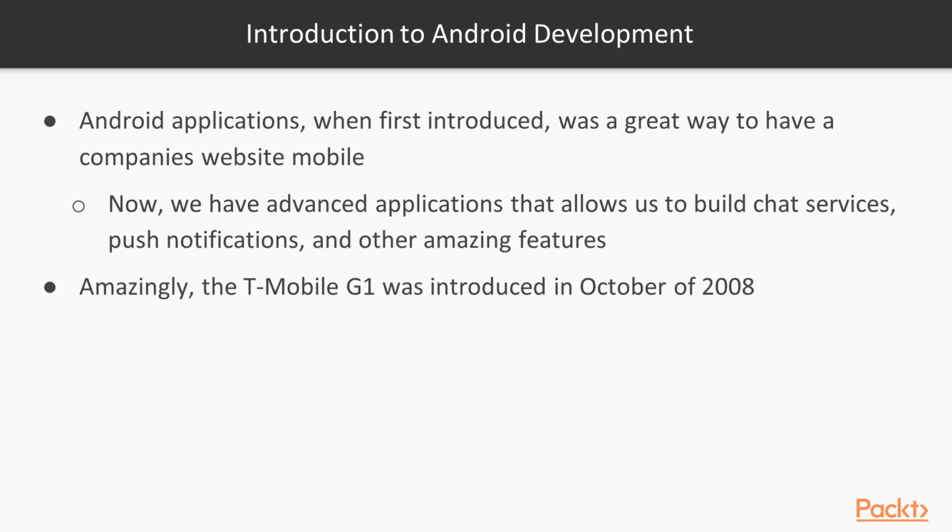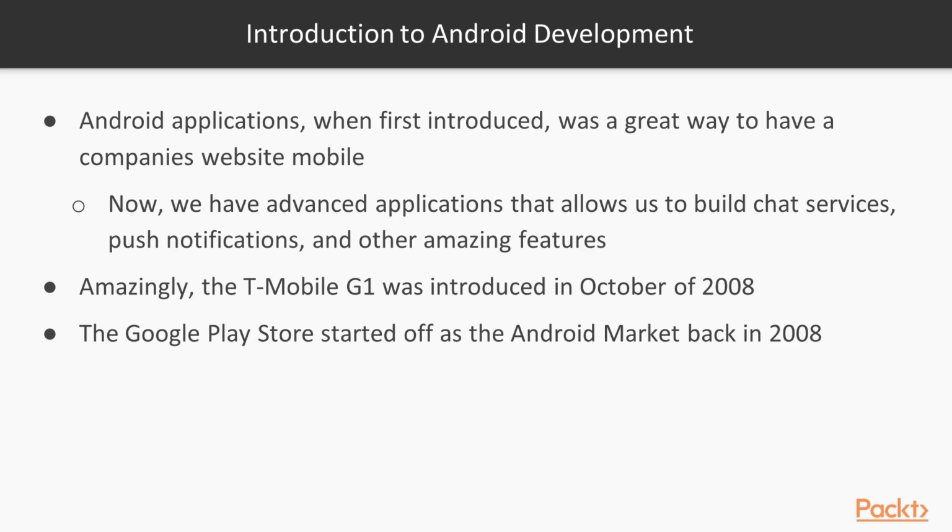Now, simply amazingly, the T-Mobile G1 was introduced in October of 2008. This was the very first Android device ever. Actually, technically, it's the first what we call smartphone device ever in the history of smartphones. And now, since then, we have actually seen various Android devices hit the shelves. We might see like the Galaxy series, the Note series, just a bunch of different Android versions. Even the new Google Pixel is still an Android-based computer.